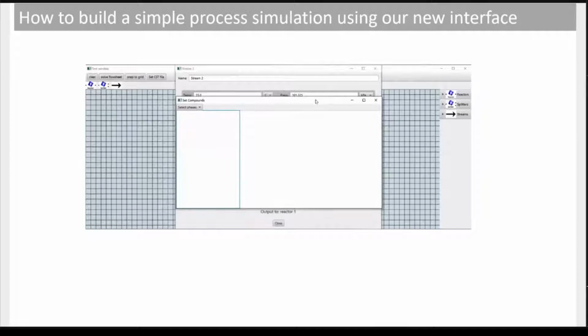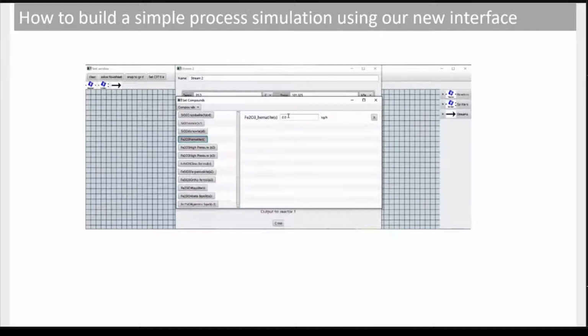So the stream will be of hematite, a stoichiometric compound, a monophasic stream. So you go and select phases, monophasic compound, and what we want is to select Fe2O3 hematite. By scrolling down, you can find this Fe2O3 hematite, and what we want is 10 kilograms per hour of this hematite stream. That's good.